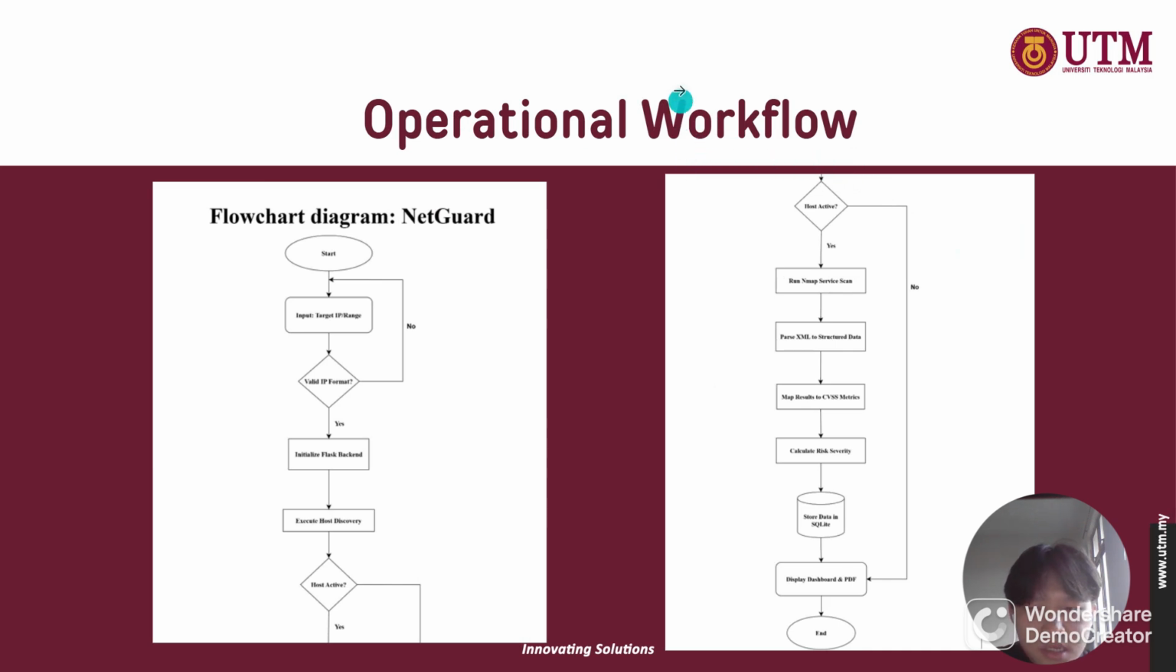The way the system works is quite simple. At first, it will check the user inputs to make sure they are safe and valid, and then the backend triggers the Nmap engine to find all active devices on the network. Once the scan is done, the system will process the data and apply the CVSS matrix to find the risk level. It will also save everything in the SQLite database. This allows the user to check their scan history and also generate a professional report anytime they need it.